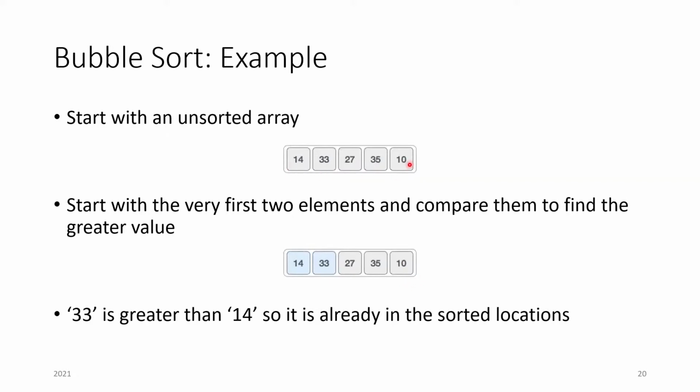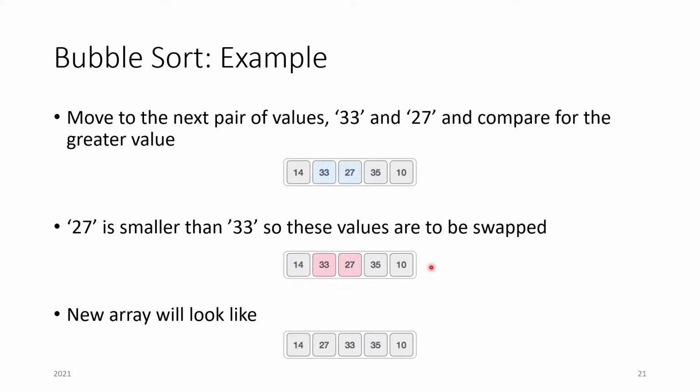So we can start with any unsorted array here. We start with the very first two elements on the left-hand side, and we try to figure out which one is going to be the greater value. The first two elements are 14 and 33 here. We see 33 is greater than 14, and it's already in its sorted location, so we don't need to bother with these. We then move on to the next two values, 33 and 27, and we see that 27 is smaller than 33, so they're not in order here. So we swap these accordingly for them to end up in order.